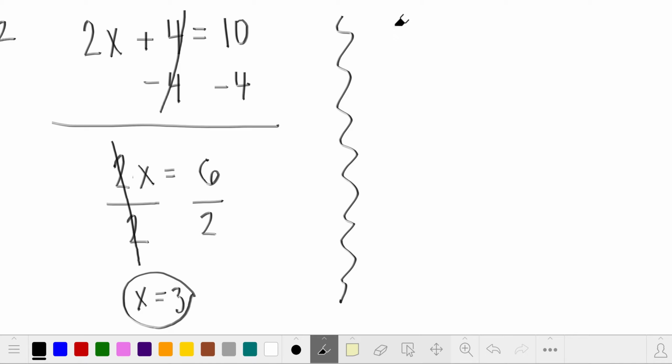And I guess I'll just go through one more: 3x plus 3 is equal to 12. See if you can try and solve this problem on your own. Pause this video, try this problem on your own.